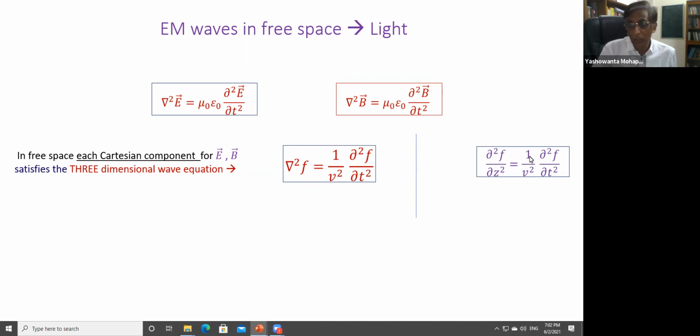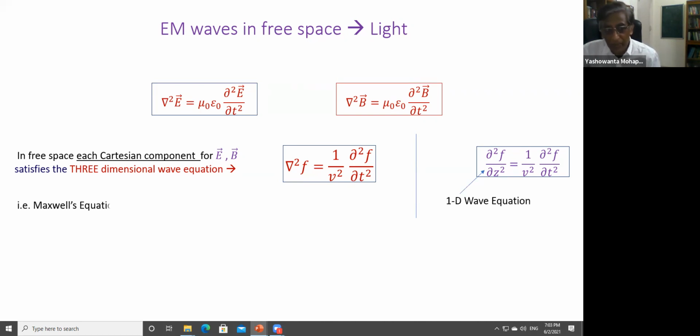And this is now mirroring our one-dimensional wave equation. The only thing is, in three dimensions it becomes a del square. This was del square f by del z square. And then what is this v square? Now we can relate it: 1 by v square is mu naught epsilon naught. Okay, so this was the 1D equation.